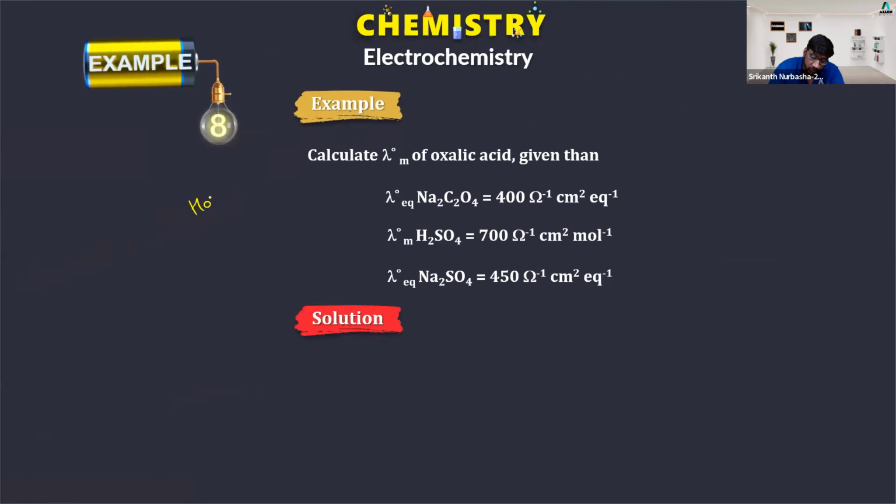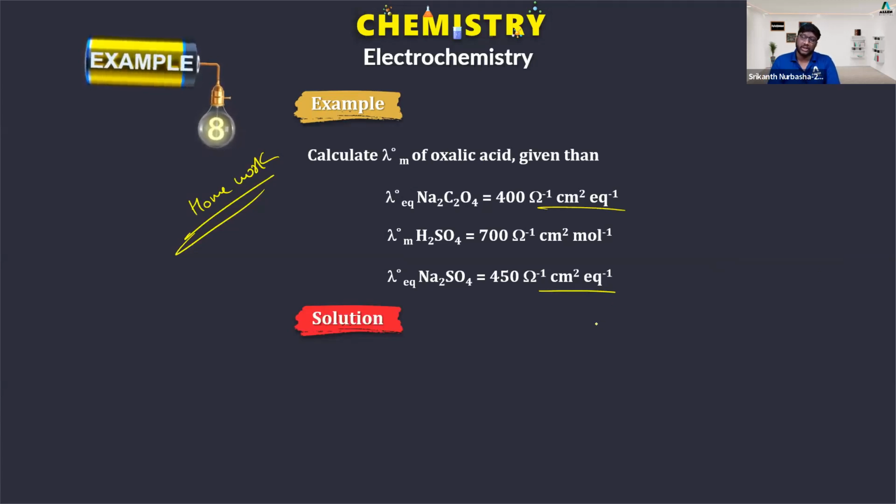Same type of question. So you take this as homework. We have solved many such questions. So here units have been given, two times equivalent quantities have been given, one molar conductivity given. They were asking molar conductivity of oxalic acid. Convert everything into molar conductivities and do the calculation.